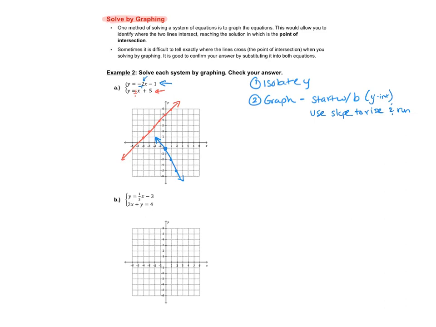So let me go back to that blue. I'm going to do this a little bit better. Because I was going down 2 to the right 1, I can go up 2 to the left 1, up 2 to the left 1. And now we can actually see where these lines should meet if I drew this straighter.